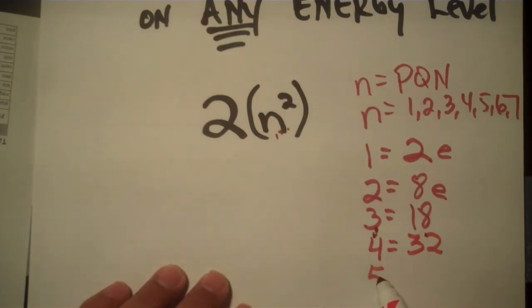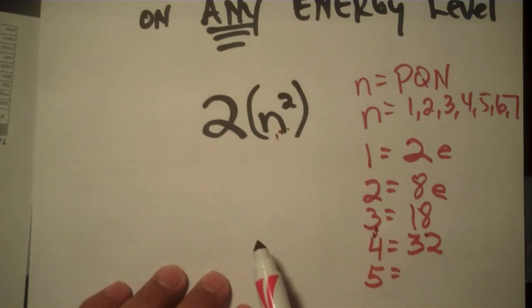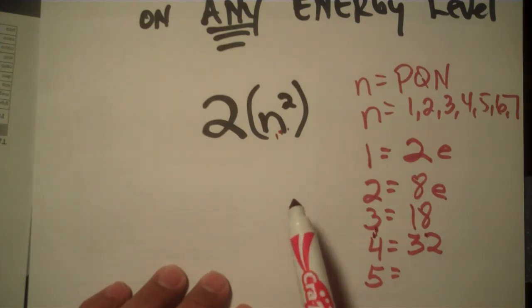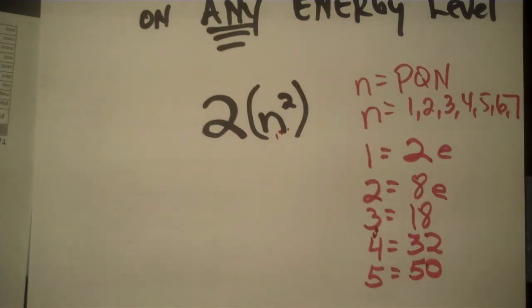Okay, let's go to our fifth energy level. If we put a 5 in for n, 5 squared is 25. 25 times 2 is 50. So the maximum number of electrons on the fifth energy level is going to be 50. Now I'm running out of room here. Yeah, I'll just do this.